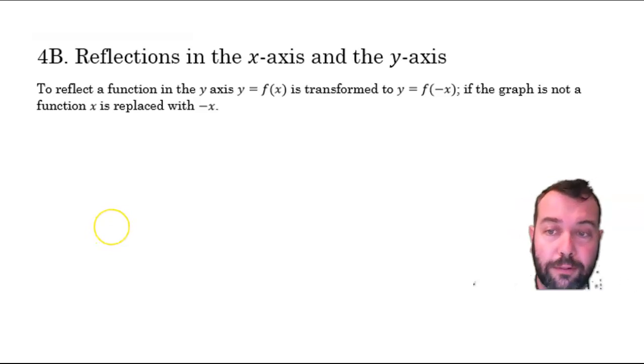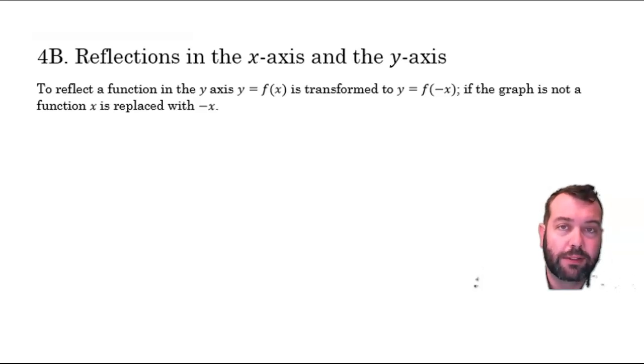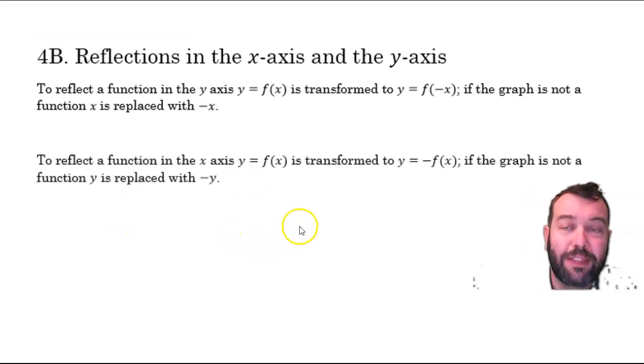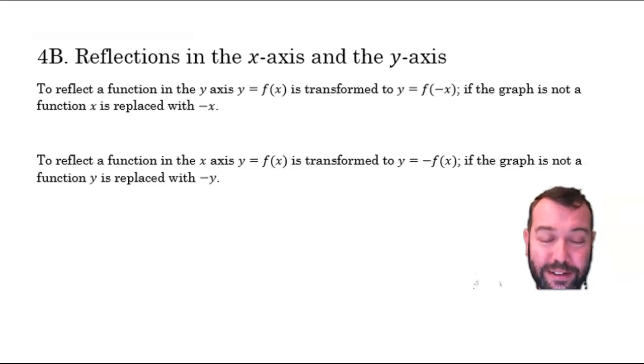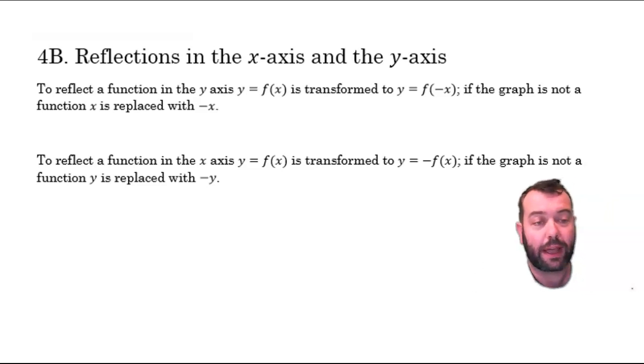If we wish to reflect a function in the y-axis, read this carefully, listen carefully. If we wish to reflect a function in the y-axis, we replace x with negative x. Okay? Replace x with negative x to reflect in the y-axis. And here we go. To reflect a function in the x-axis, replace f(x) with negative f(x). So, if I take the negative of the function, I will reflect it in the x-axis. If I replace x with a negative x, I will reflect it in the y-axis.